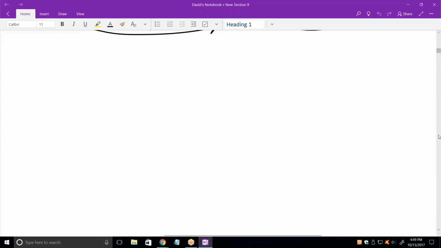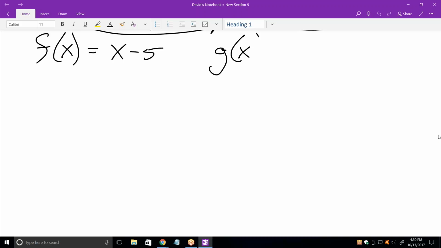Okay, what do we got next? Hold on, I'm writing it down now. Okay, let me go to the next one. So it says the functions f and g are defined as f of x equals x minus 5, g of x equals the square root of x plus 9. Notice the domain restriction on g of x.